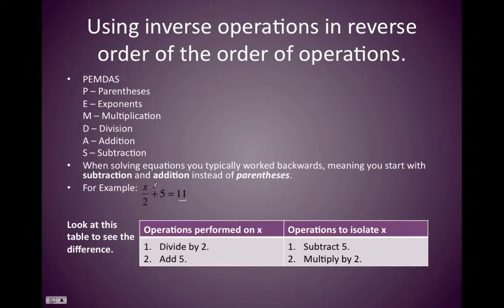Let's look at the example that we have here. X divided by 2 plus 5 equals 11. The operations being performed on x is being divided by 2, and then we're adding 5 to x, which equals 11. 11 and x divided by 2 plus 5, they're the same. This equal sign is saying that this side and this side are equal. However, if we want to solve this equation, the operations we're going to perform to isolate the x, we're going to do the inverse operations.